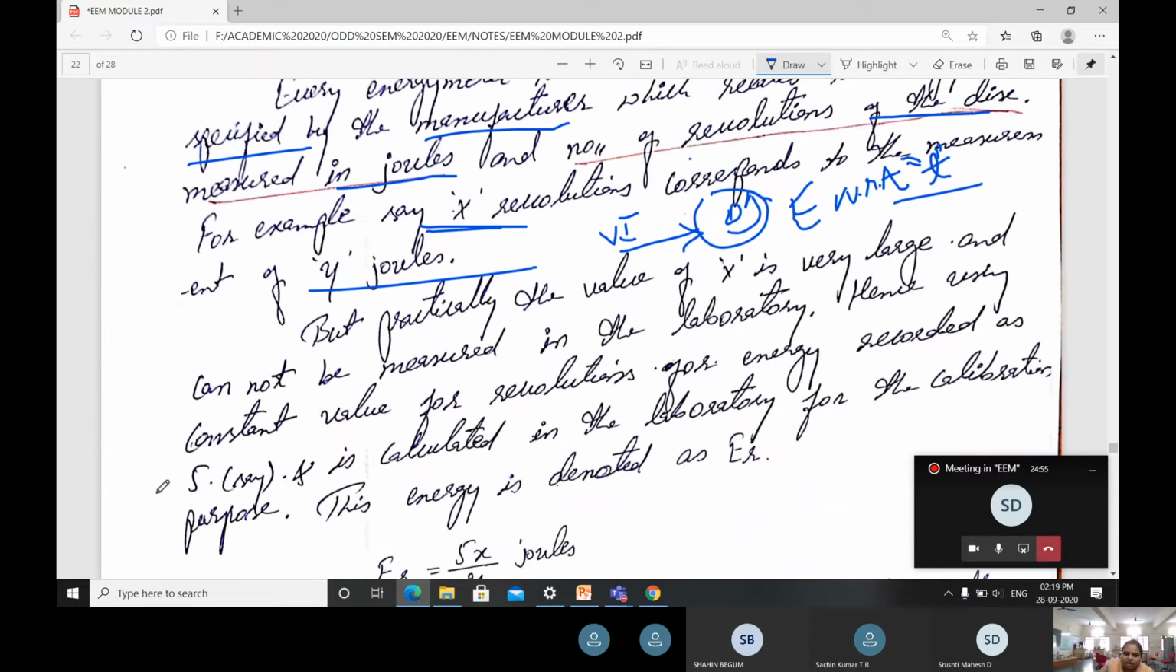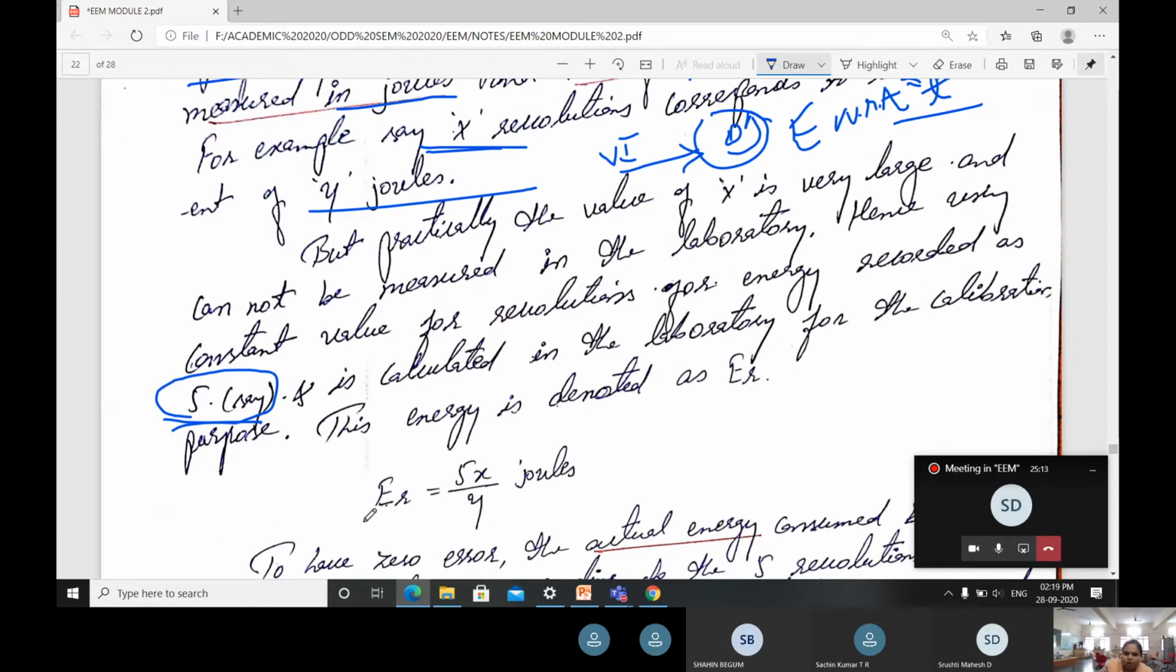Next, in this case, we are going to use 5 revolutions, just for laboratory purposes. The same theory applies, just to go through it. I will be taking 5 revolutions. Based on the 5 revolutions, how much energy is consumed is taken as ER.